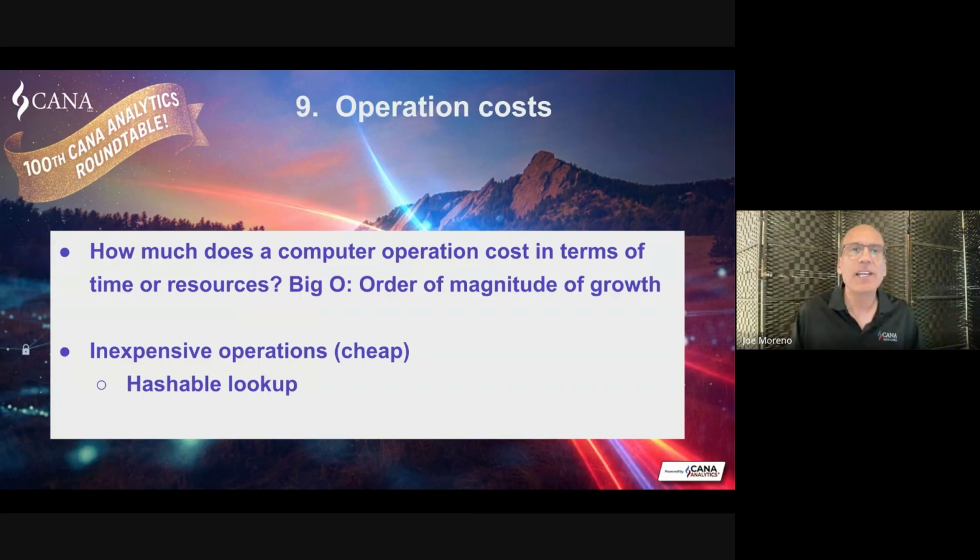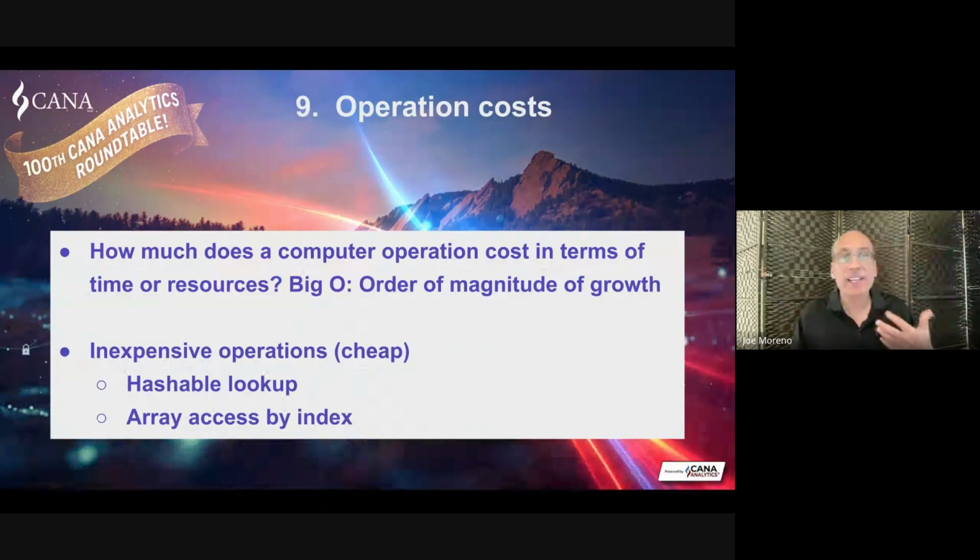A hash table is a great example, because to look up something in a hash table takes the same amount of time, whether you have 1,000 elements in it or 1,000,000. And it's the same thing with an array by index. You can just say, give me the object at index 500 or 5,000 or 500,000. It'll return just as quickly. These are very fast operations for managing data.